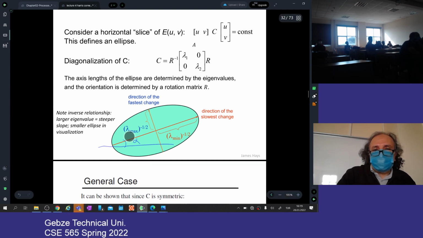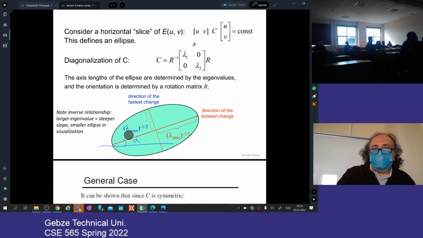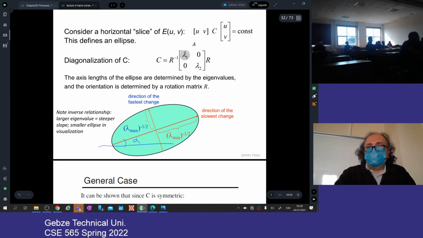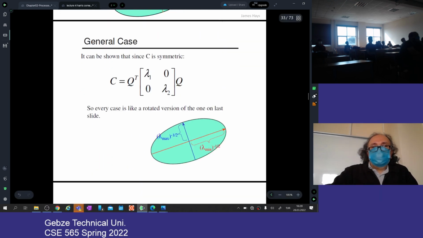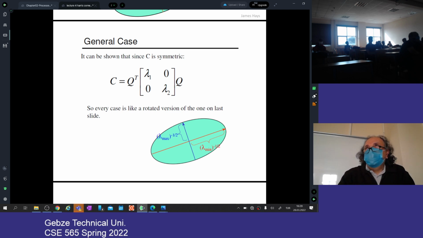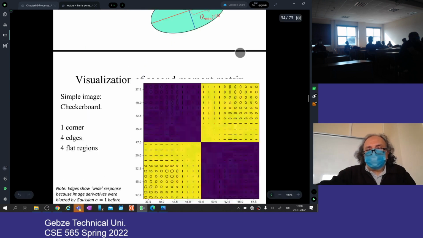But it is inverse, right? It is lambda to the power minus 1 over 2. That means that if these values are large, this ellipse will have a smaller diameter. But if the values are large, that means that we have a corner or edge there in that direction. So these are the things. It can be shown that since C is symmetric, I can do this and get these values, and these values will give you both the direction of the corner, and also the strength of the corner in two directions.